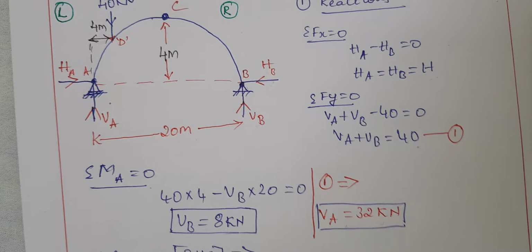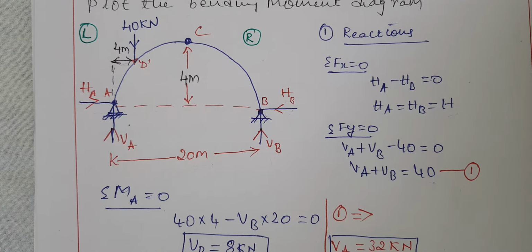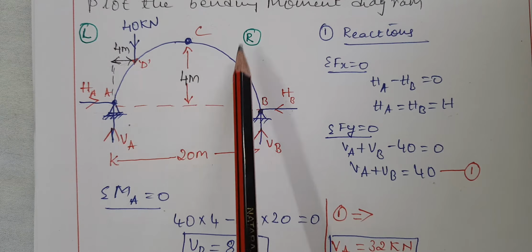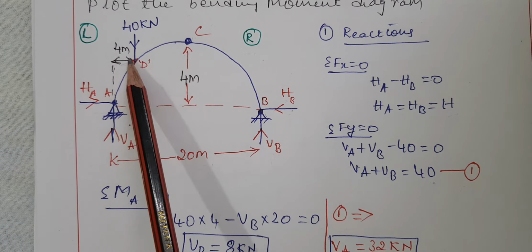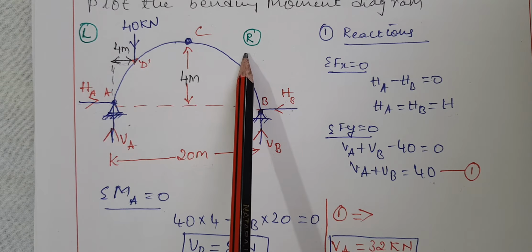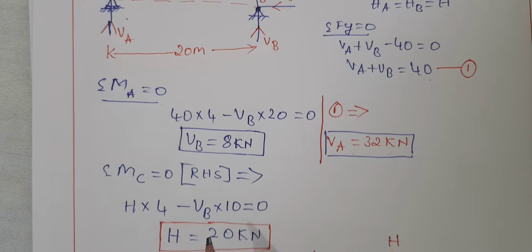After finding that, the next step is to find the horizontal force, HA or HB, which we can call commonly as H. That is the horizontal thrust. In order to find that, you can consider summation of moment at the crown apex point, or moment at C equal to 0, either for the left hand side or the right hand side. I am considering the right hand side because on the left hand side we have a point load, which is a bit difficult. If you consider this one, it will be a bit easier. That's the reason I considered the RHS. It is shown here.